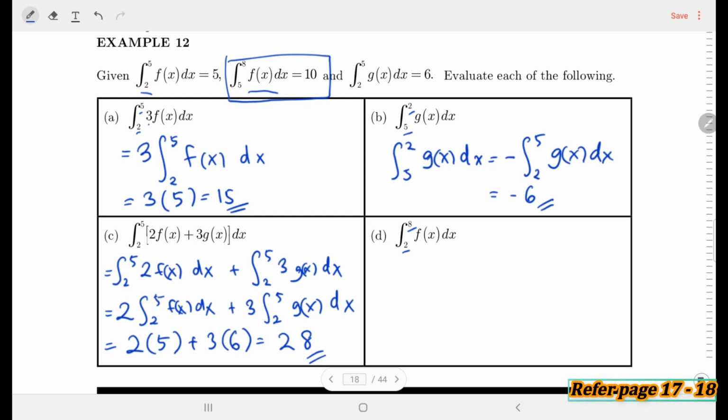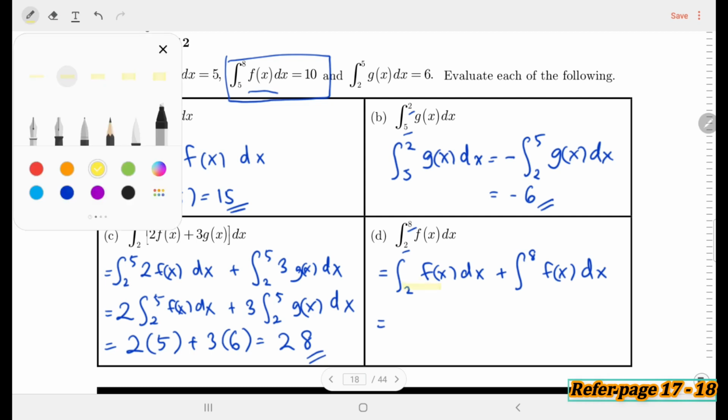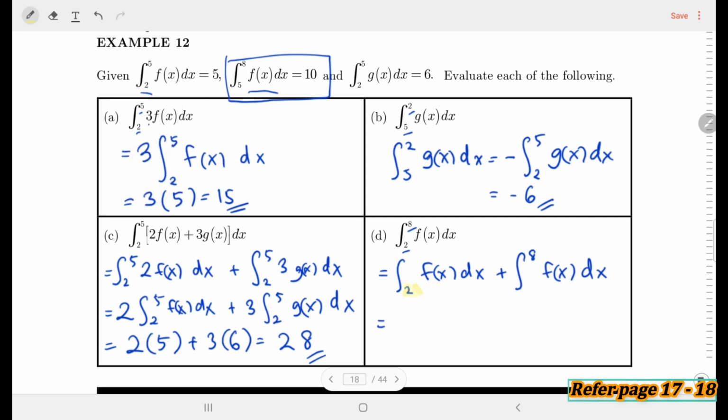So what we must do is use the properties. The beginning point is from 2, the lower limit, and the upper limit is 8. We could extend the function from 2 of the function dx plus, the upper limit given in the question, 8 of the same function. Now we look here. The lower limit 2 and the upper limit 8, the same as the question.